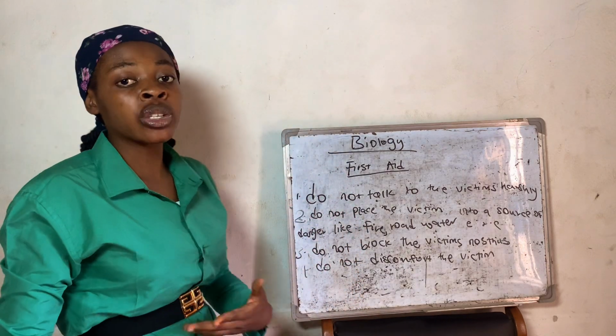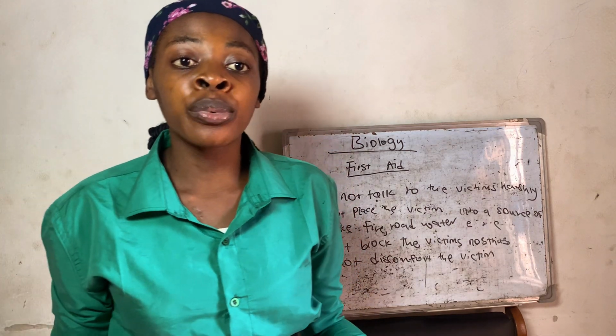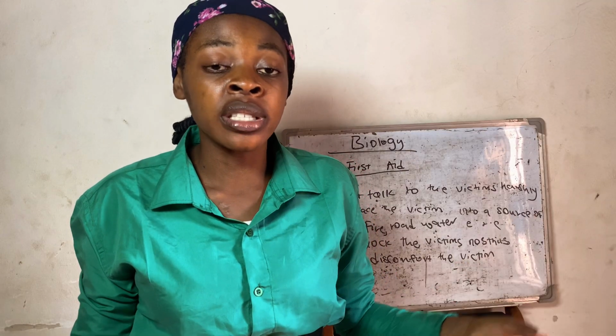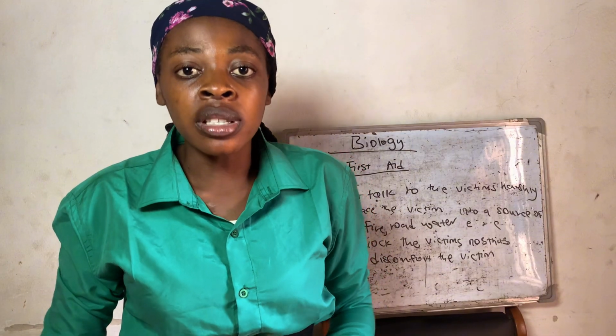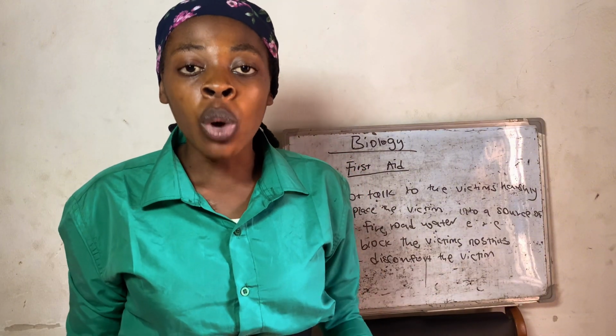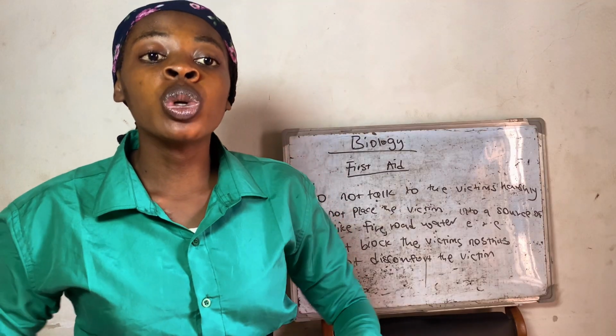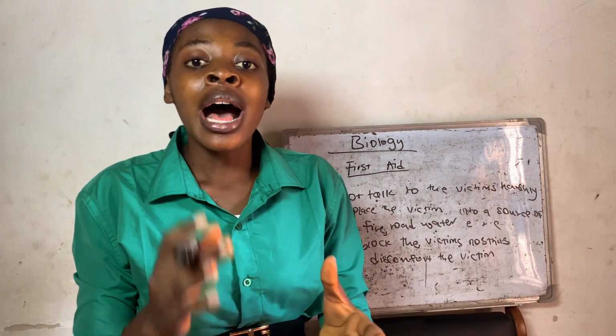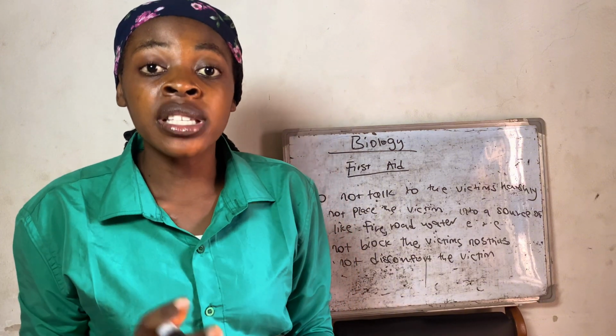Then, do not discomfort the victim. For example, you are very angry while administering first aid to that person. You are not supposed to be angry in the first place. Don't come and be pushing or dragging the person anyhow. It will worsen the situation of the person. If it is someone that has a dislocated arm and you push that person, it will worsen the situation. So right now we are going to be looking at examples of some of these little accidents and how you can administer first aid to them.